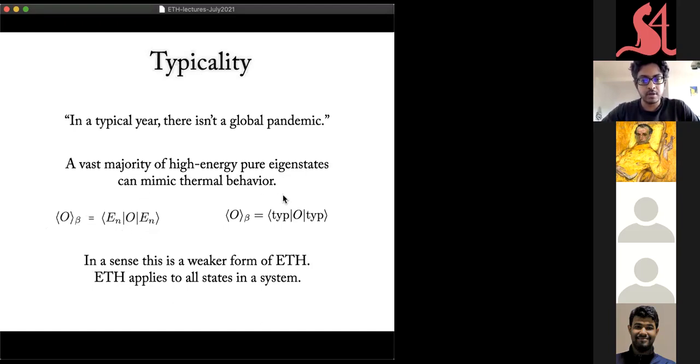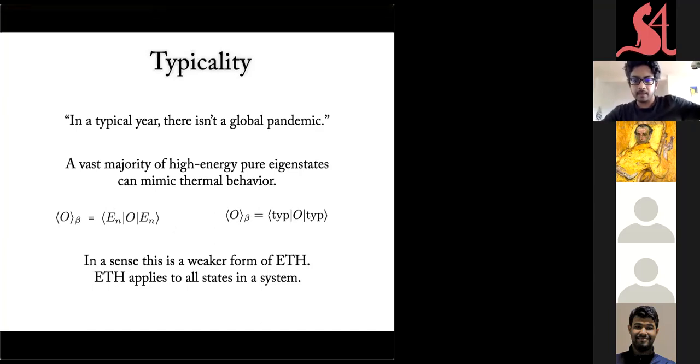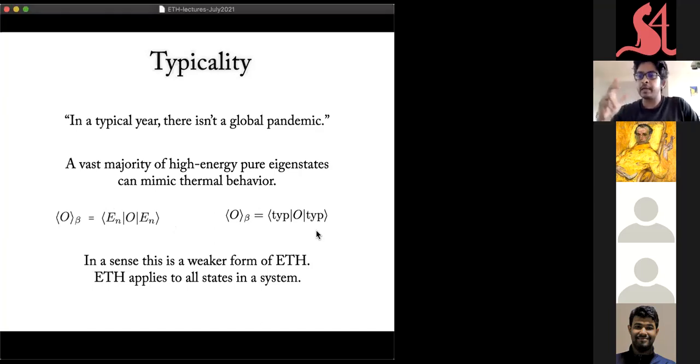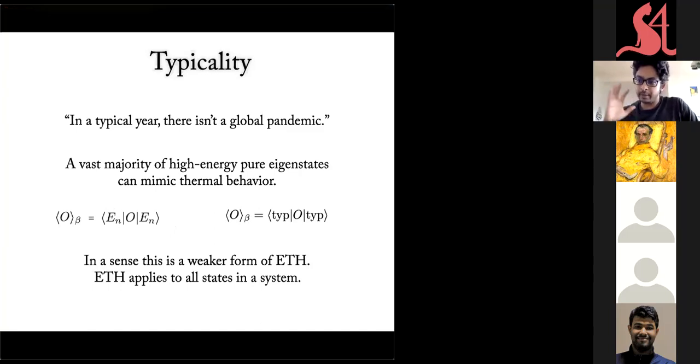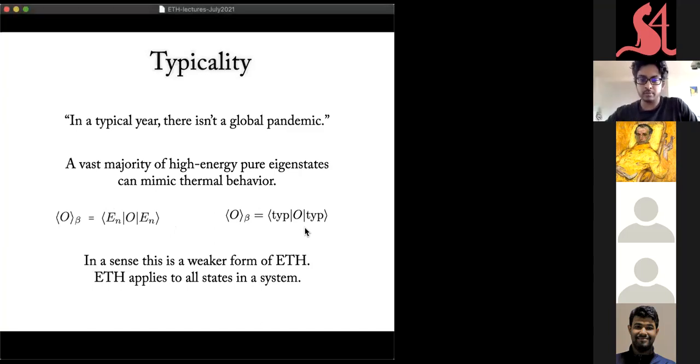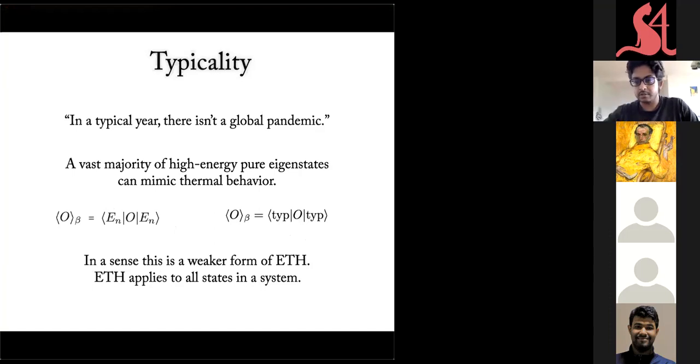This is a weaker statement than ETH. The strongest form of ETH says that this is going to be true for all states in your system. That is too strong, but you can slightly weaken it and say that this is true for almost all states, for typical states. We'll see what typicality precisely means in 2D CFT. You can make this idea mathematically precise. It's not just words.